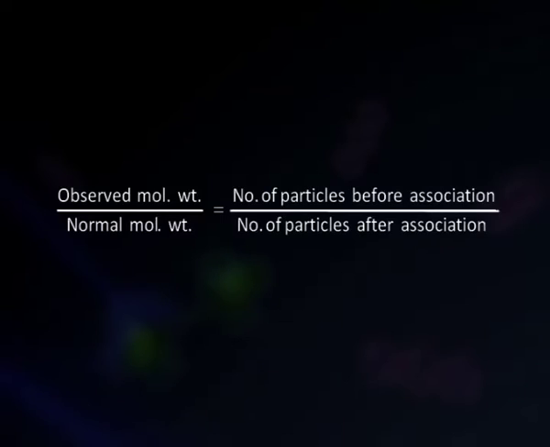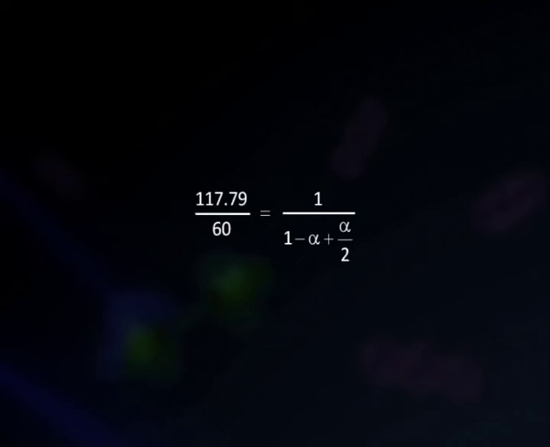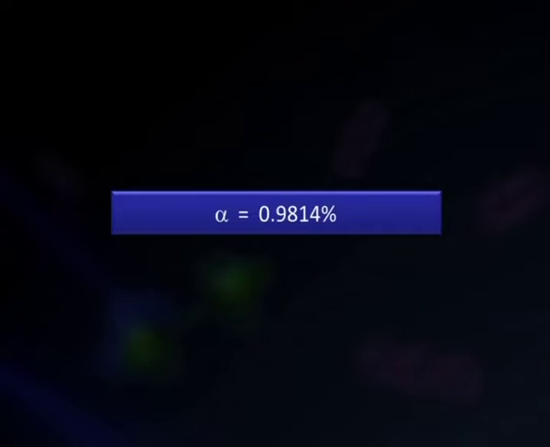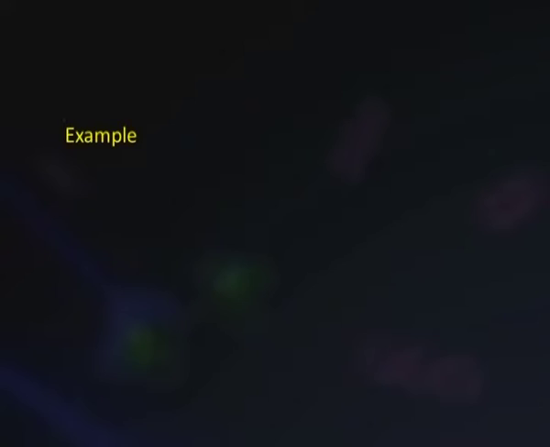Therefore, observed molecular mass upon normal molecular mass will be equal to number of particles before association upon number of particles after association. Putting all these values, we will get degree of association equal to 98.14%, or we can say we get alpha equal to 0.9814. Now we will take another example for the calculation of van't Hoff factor in case of freezing point depression.